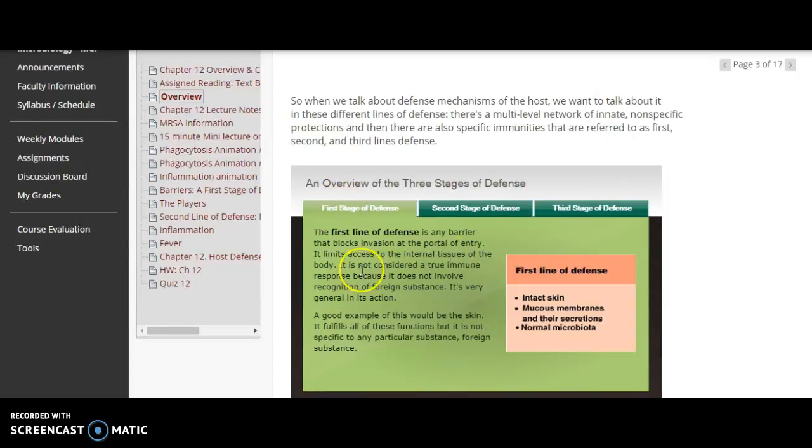And the first line of defense, it's intact skin, it's mucous membranes and the secretions, it's the normal flora that we have. Just big ideas here. And even if you can keep the big ideas straight in your head, that's going to help you immensely on the exam.